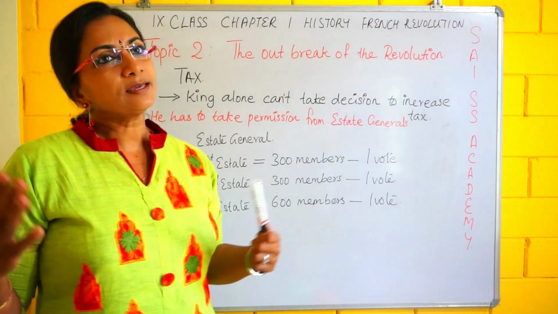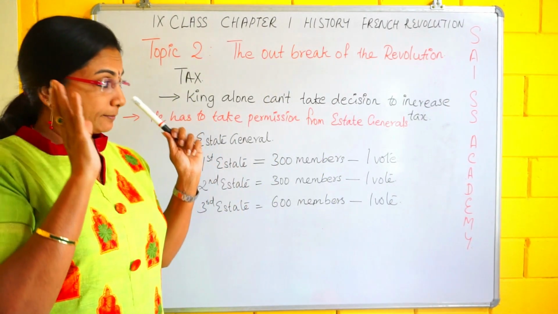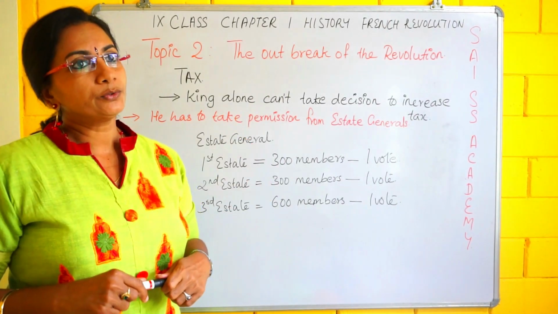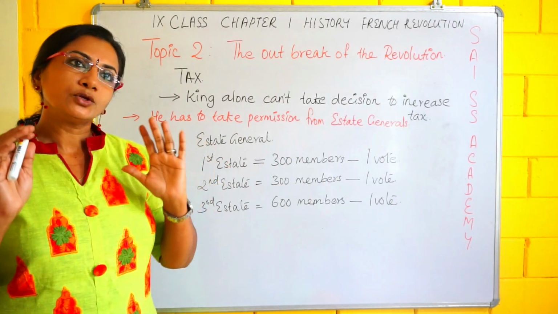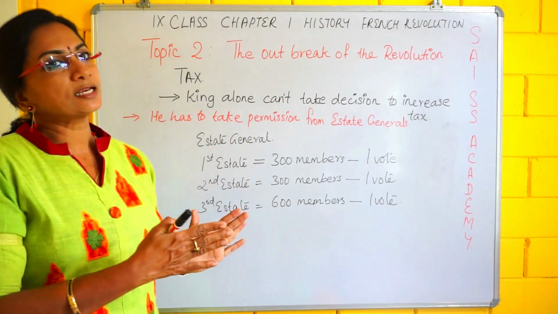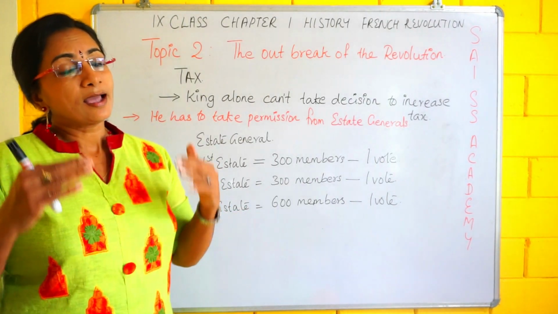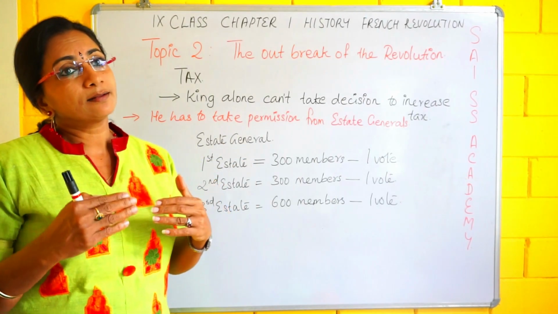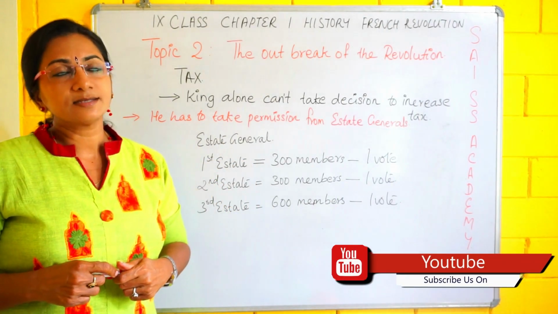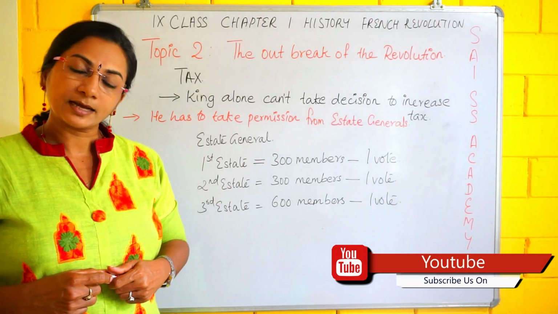Do you think the king will accept this? No, isn't it? The king rejected this proposal. He said that whatever was going on from the past will continue in future and there will be no changes. Hence, the third estate people boycotted the meeting. They assembled in the indoor tennis court of Versailles and declared themselves as the National Assembly. Next we have to discuss the National Assembly.